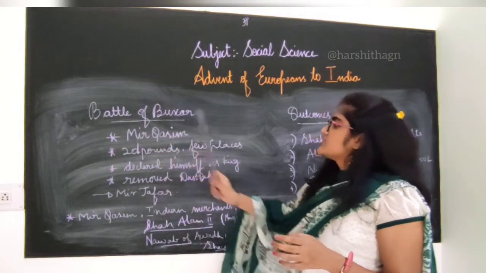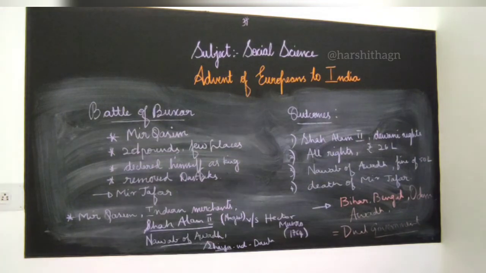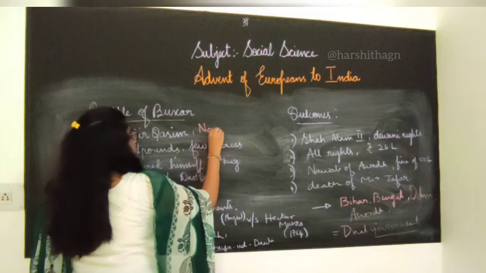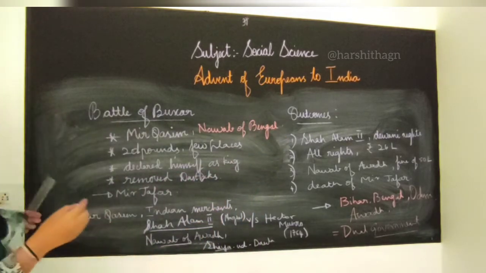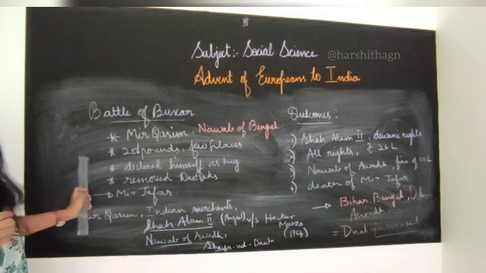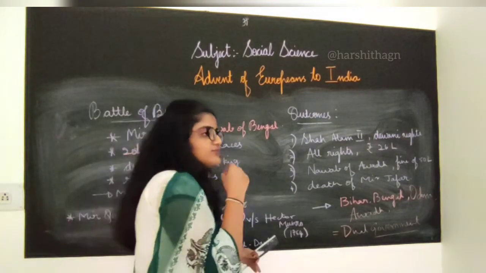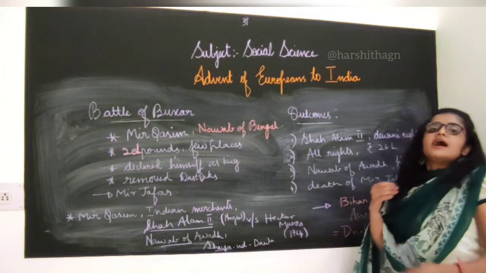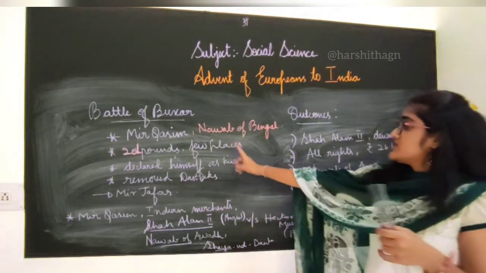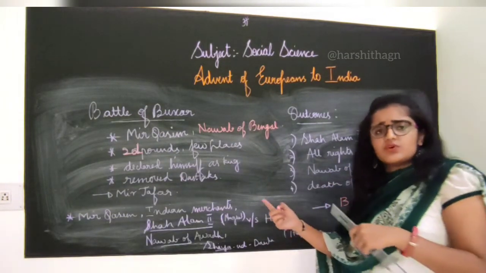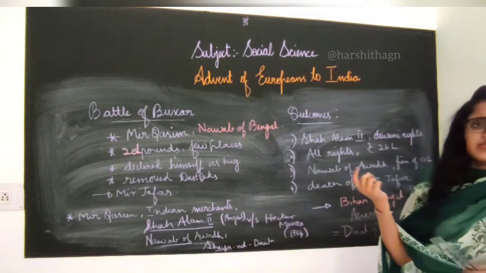So the Battle of Buxar started. Mir Qasim was made Nawab of Bengal. When he was made Nawab of Bengal, he had to pay the Britishers 20 lakh pounds, as well as a few places to the British as compensation. He had to pay 20 lakh pounds along with a few places, and he felt he was not a puppet in the hands of the Britishers.